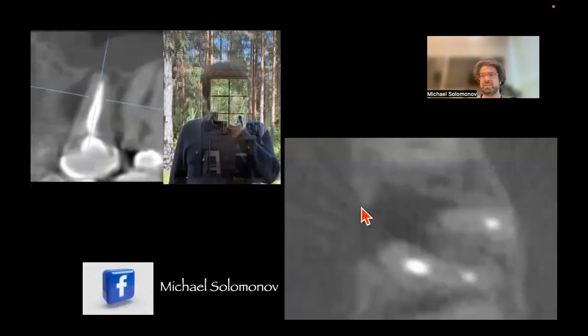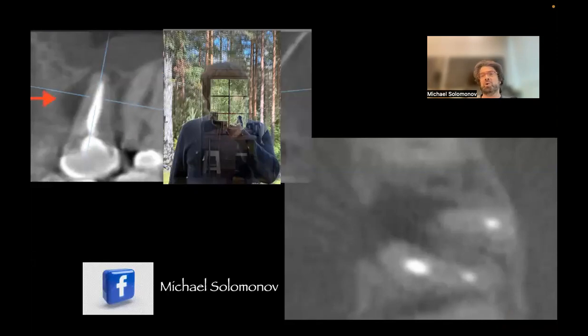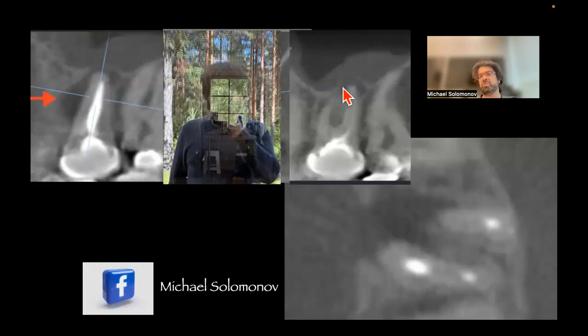And on the CBCT scan, you can see that we have a big hypodense area around the palatal root, in the apical part and also in the lateral part. Also, we can see a reaction in the sinus, some widening of the mucosa. Also, we can see a lesion on the mesiobuccal root, and we can see perforation of the palatal cortical plate that explains why we have a sinus tract in this case from the palate.